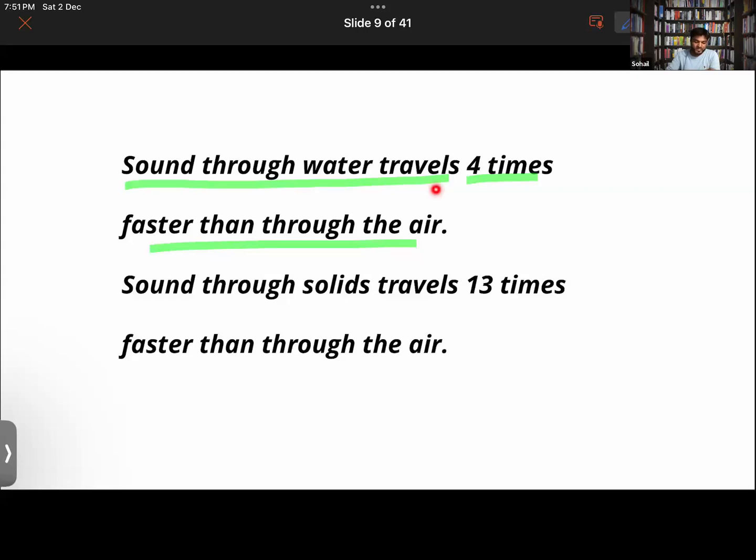Now, some of the facts regarding sound: sound will travel through water 4 times faster than it travels in the air, right? And sound will travel 13 times faster in solids than it travels in air. Getting it or not? So those are also some of the interesting facts about sound. Do try to remember these facts, right? Okay.